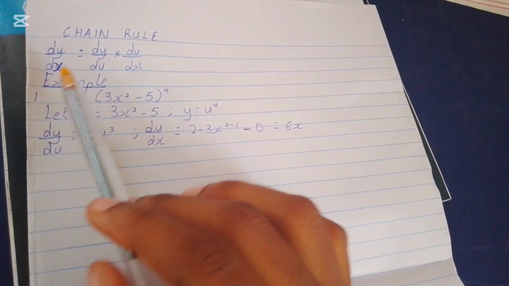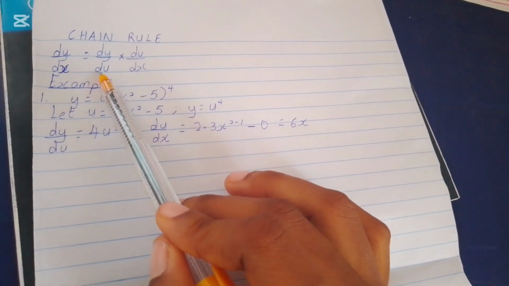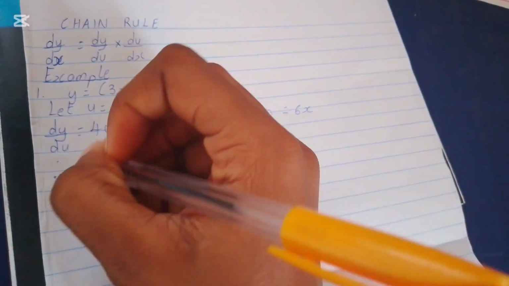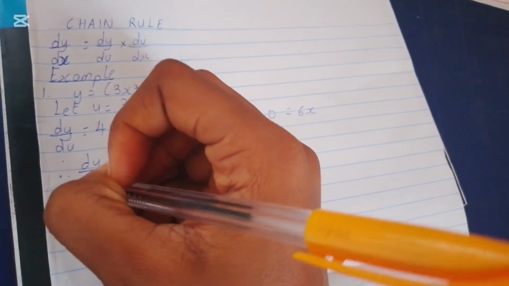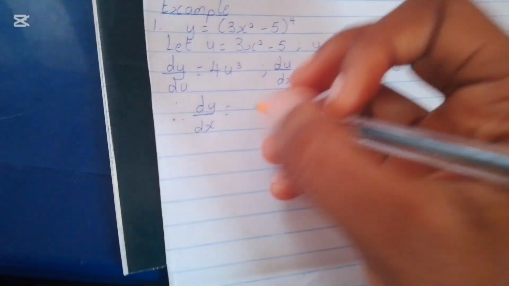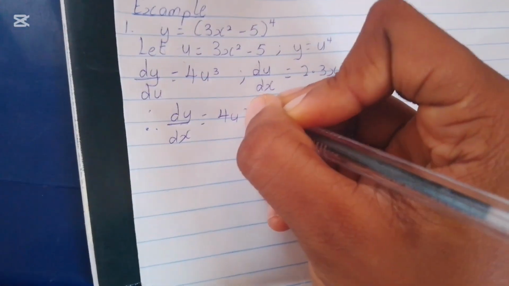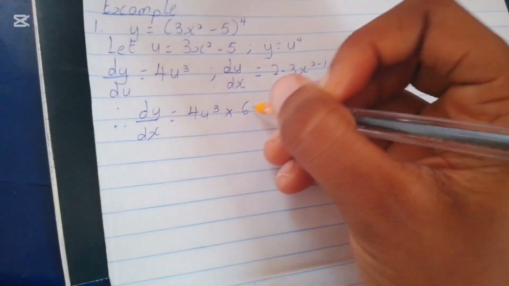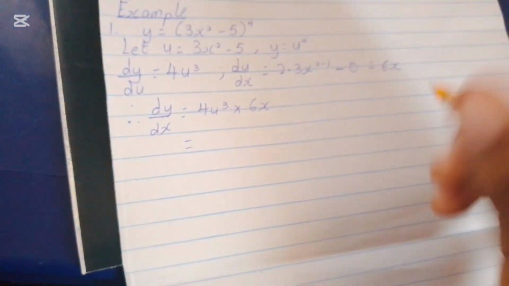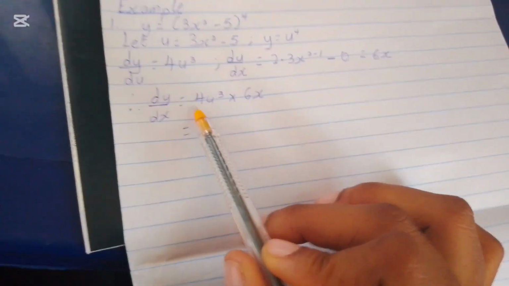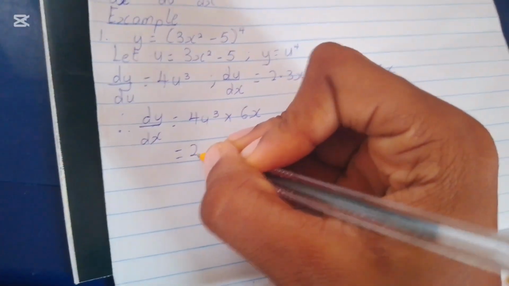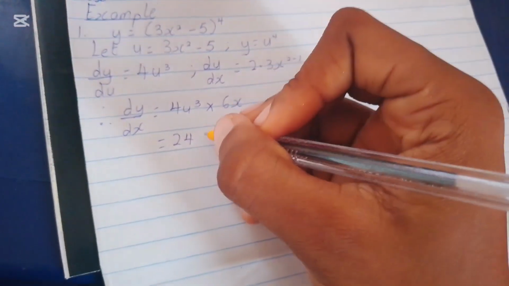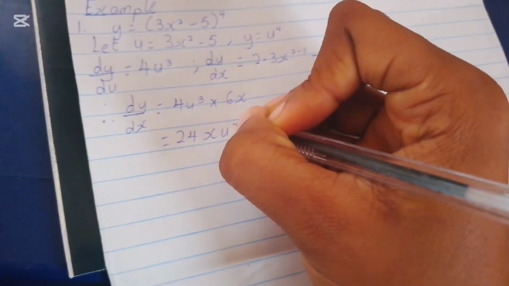So now from the formula, you just have to multiply your dy by du and du by dx. Therefore, our dy by dx will be equal to dy by du, 4u raised to the power of 3, times du by dx, 6x. If you multiply these two together, first start by multiplying your constants. 4 times 6 will give us 24. So that will be 24x u raised to the power of 3.